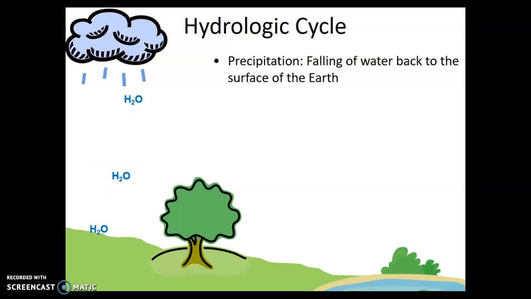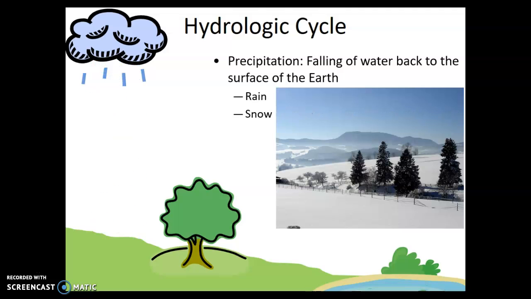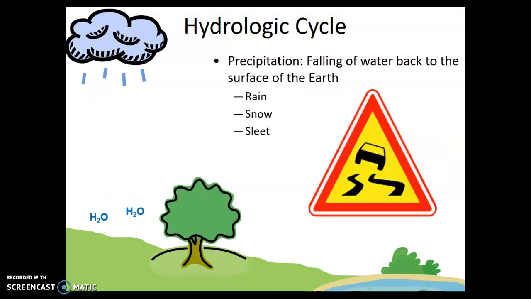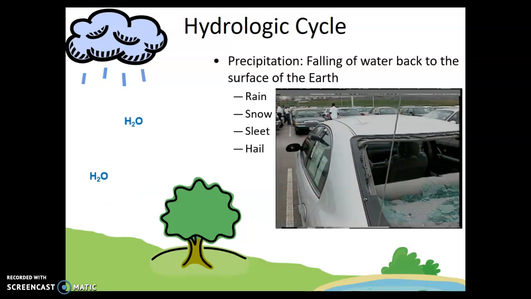eventually our clouds get to the point where they can't really hold any more water, and so we will eventually get precipitation. So this is the falling of water back to the surface of the earth. Okay, so this comes in the form of rain, snow, sleet, hail, and any other form of precipitation. So that's pretty much it. But anytime that the water falls from the atmosphere, from the clouds, back to the surface, that's just precipitation.